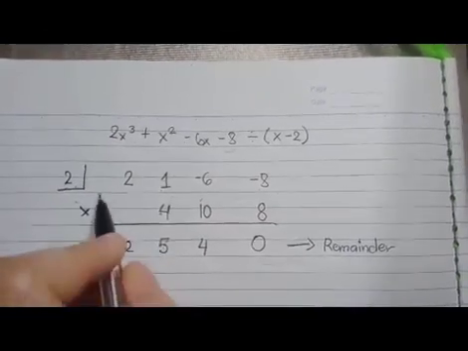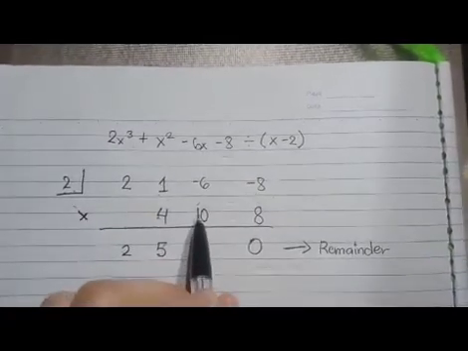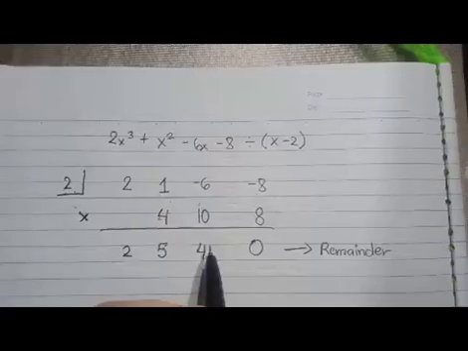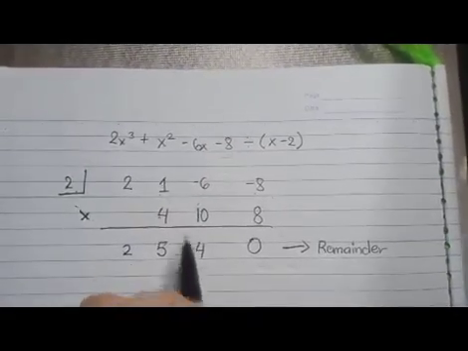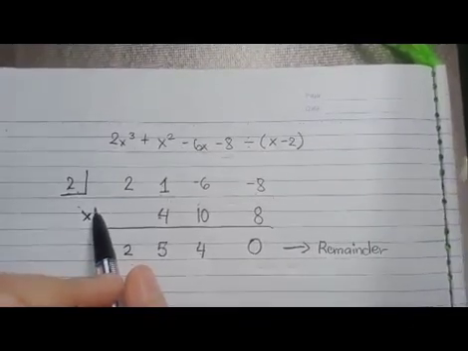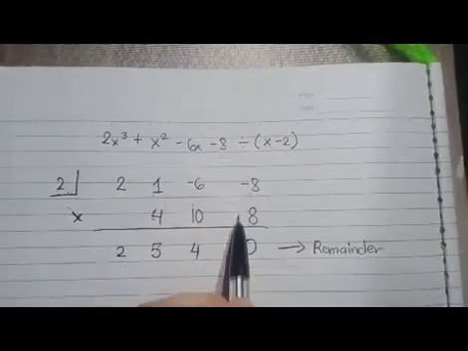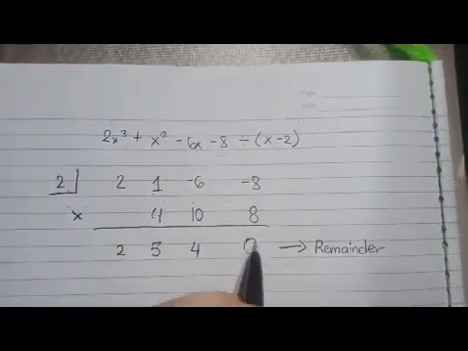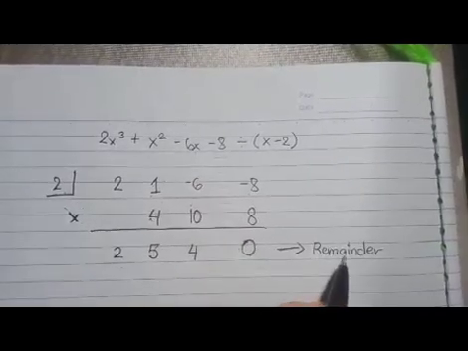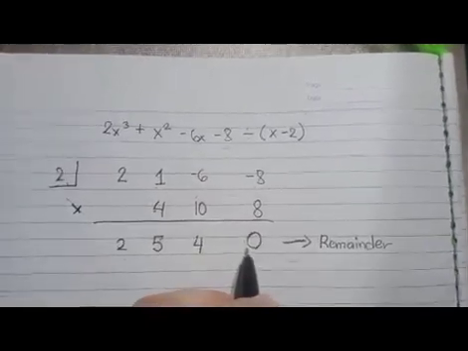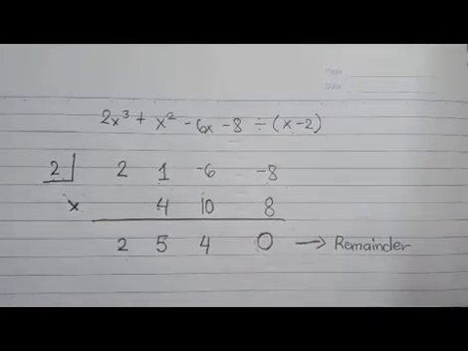So 5 times 2 is equal to 10. 10 plus negative 6 equals positive 4. 4 times 2 is positive 8. So this is now our remainder. Our remainder here is 0. So that's how you do it.